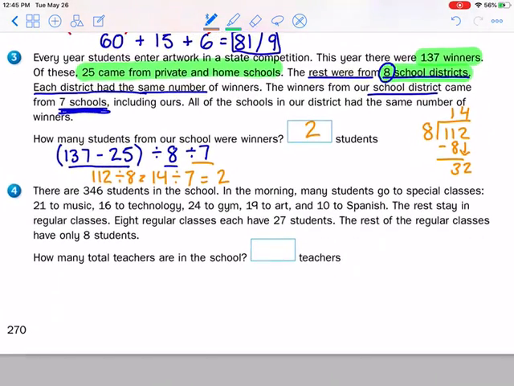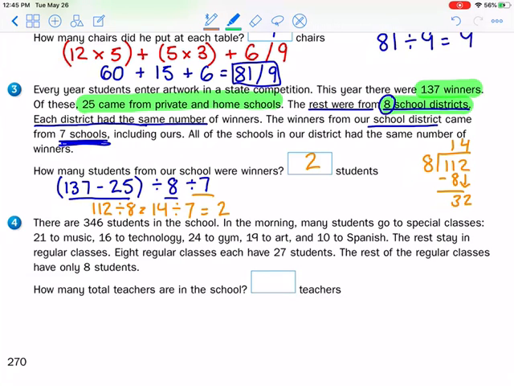Okay, last one on this page. There are 346 students in school. In the morning, many students go to special classes. 21 go to music, 16 go to technology, 24 go to gym, 19 to art, and 10 to Spanish. The rest stay in regular classes. 8 regular classes each have 27 students. The rest of the regular classes only have 8 students. How many total teachers are in the school?